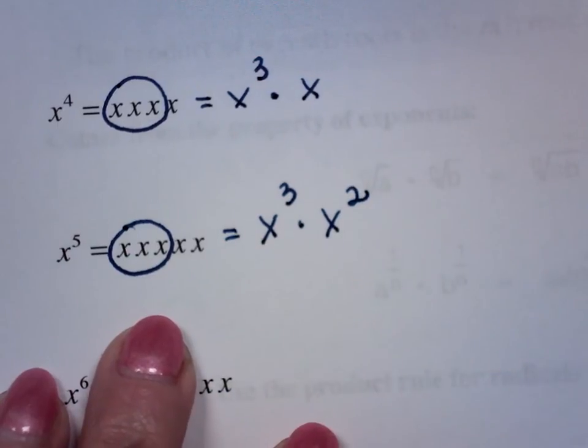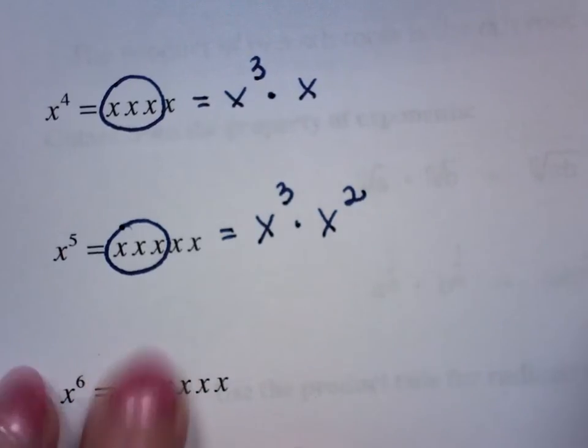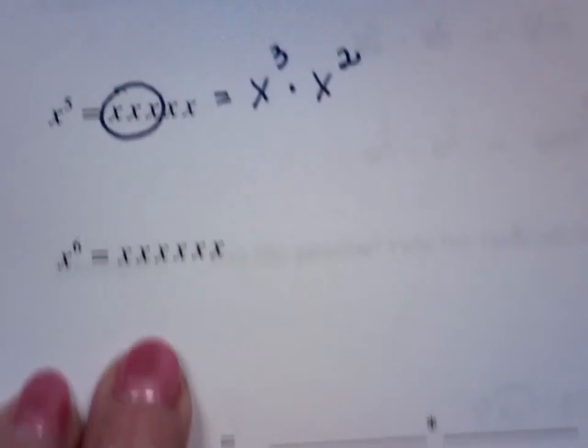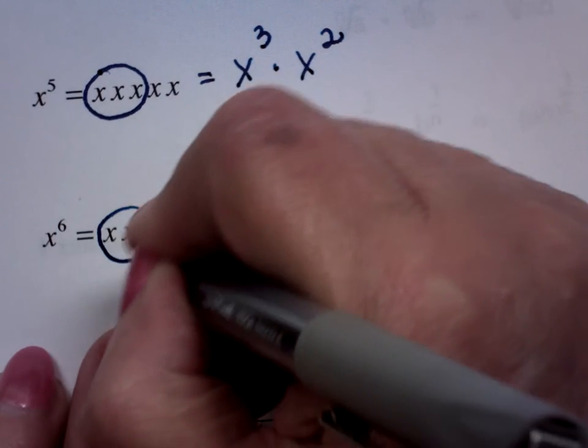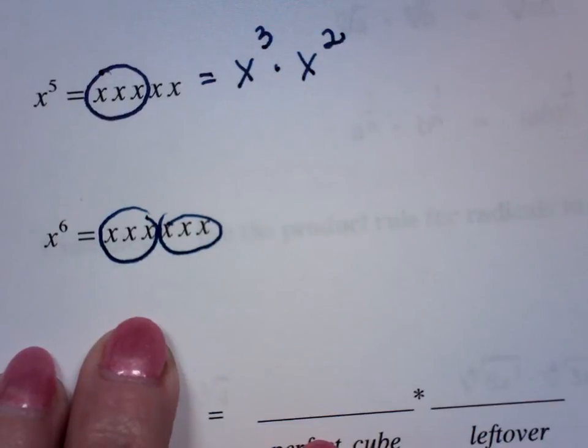See, if he has 3, he's got a cube. If he has 2 left over, no. If he has 1 left over, no. Largest leftover for cubes would be 2. X to the 6th, well, look at this. I have 2 triples. 2 triples means he is a cube.